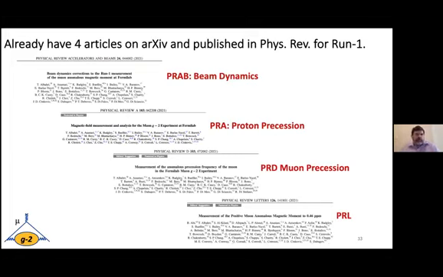So then, in conclusion, I'd like to point out that we've actually already published 4 papers for the run 1 measurement. You can get them on the arXiv. We published them in Physical Review. We have a paper in PRAB discussing the beam dynamics related systematic effects. In PRA, we published a review of the field measurements. In PRD, we have a review of the omega_a measurement. And then finally in PRL, we have a summary of everything.